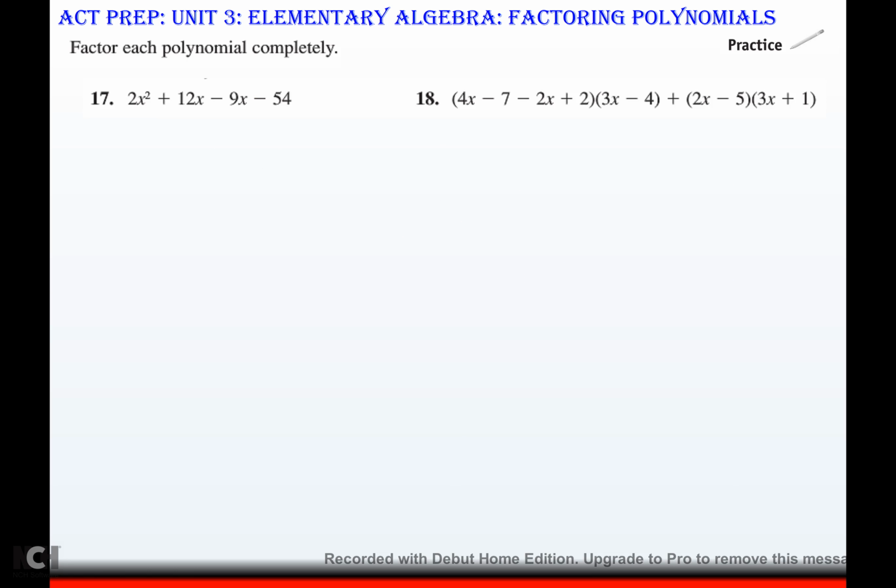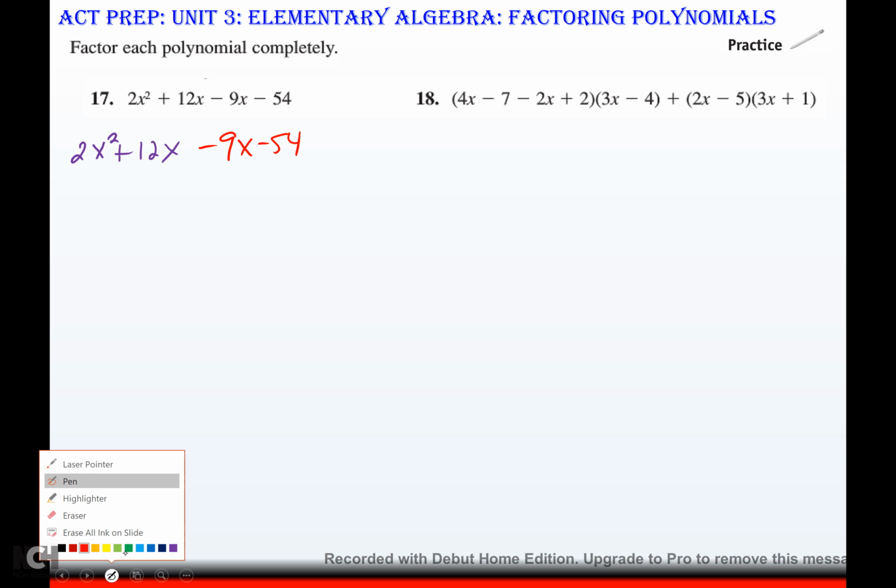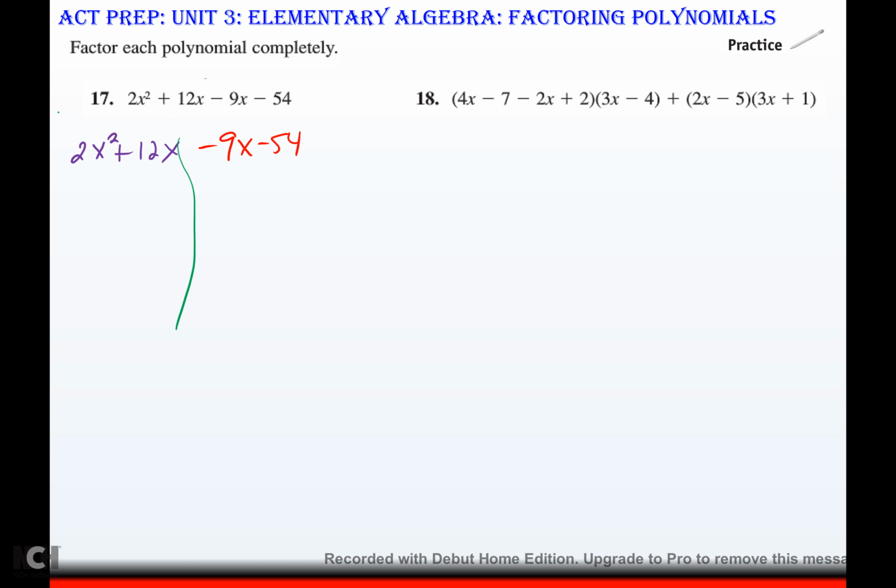Alright, so on 17, I'm seeing 4 terms. So I'm going to go 2 by 2. Okay, then we got a GCF over here. And if I GCF over here, the biggest number is a 2 and 1 copy of x. So to get what's left, I divide by 2x, which gives me x plus 6.